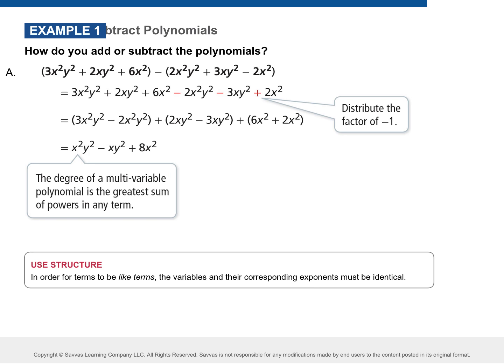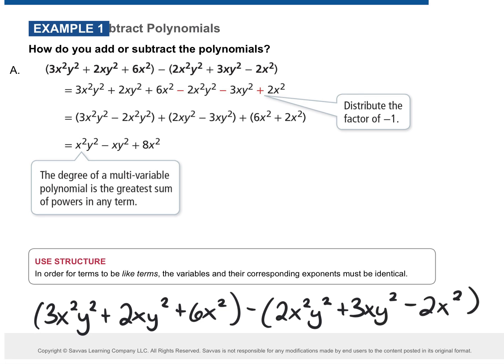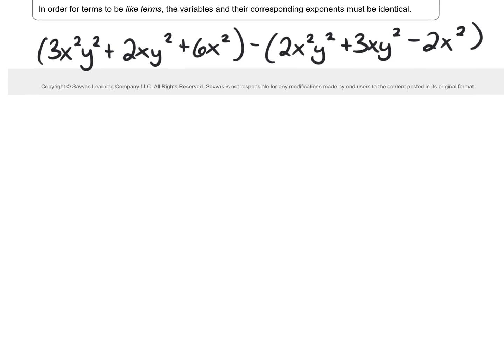Next one we're going to do together, I want you to write this one down. We're going to do 3x squared y squared plus 2xy squared plus 6x squared minus 2x squared y squared plus 3xy squared minus 2x squared. I'll give you time to go ahead and write that down. All right, what operation's happening in this one? Subtraction. We do have subtraction here.